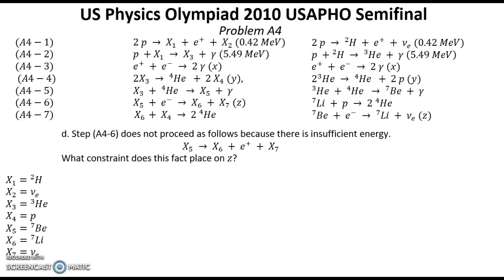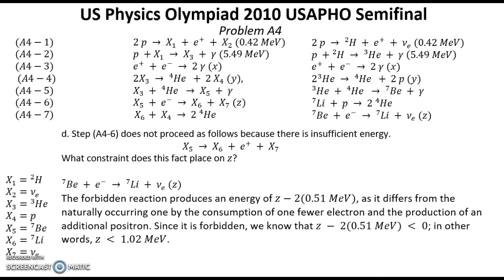Question D. Step 6 does not proceed as follows because there is insufficient energy for this reaction. What constraint does this fact place on Z? First, let's rewrite this reaction in known form.